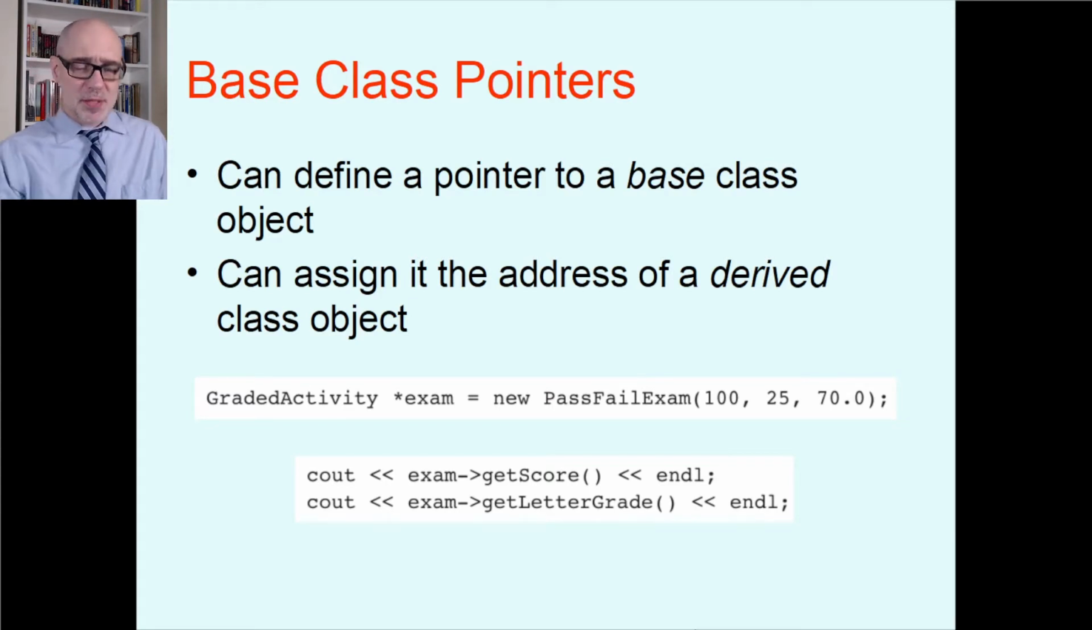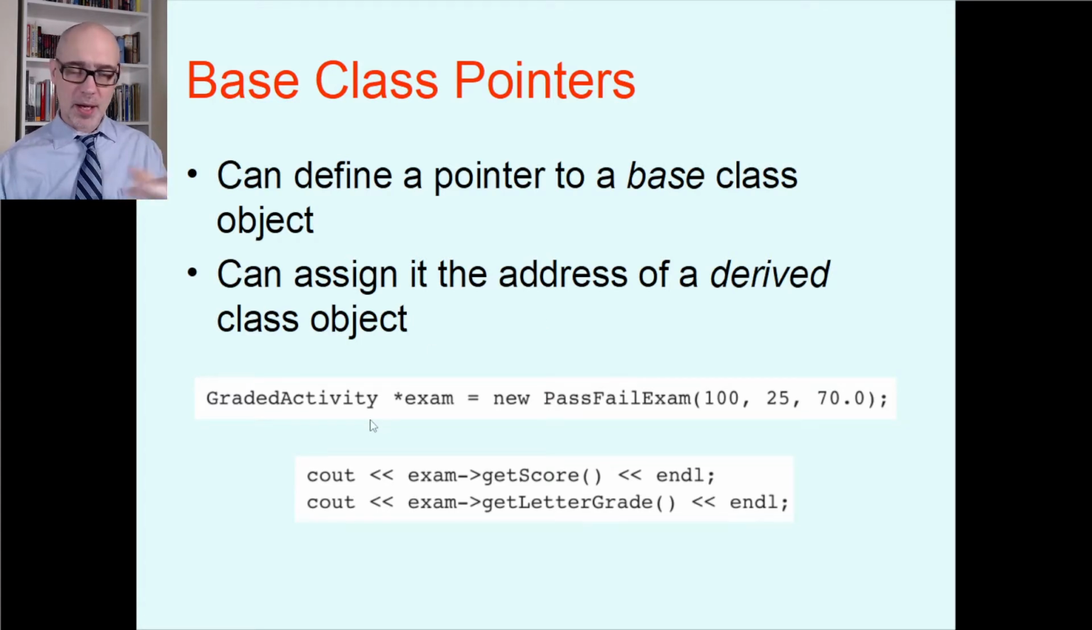Pointers to the base class. Again, for this to work, you have to have a class hierarchy with parent and child classes all connected, like in the last video. So here's one thing you can do. You can define a pointer to a base class object, and you can assign to it the address of a derived class object. Here's an example of that happening.